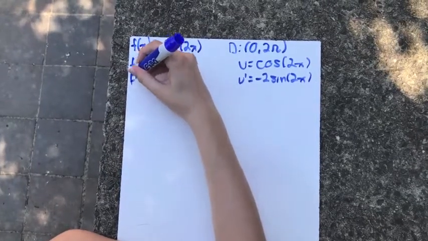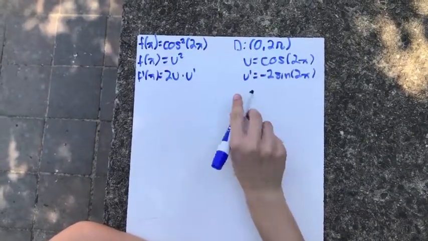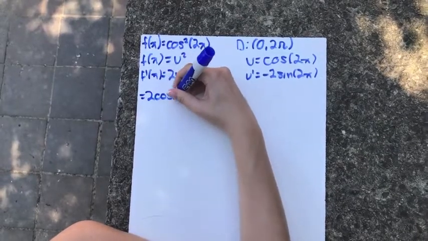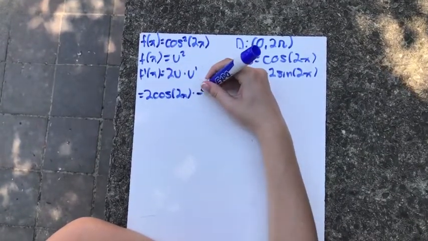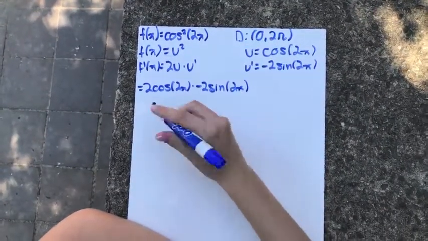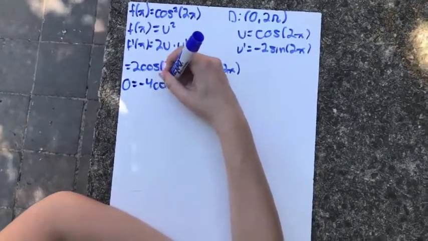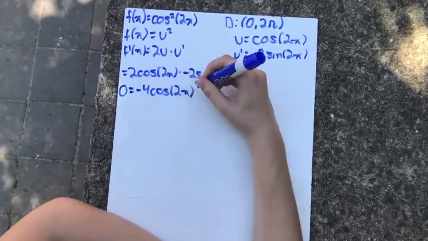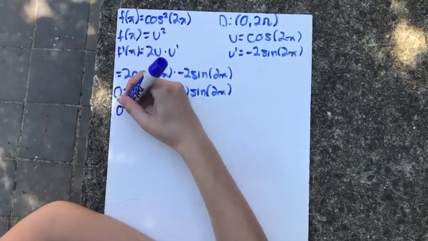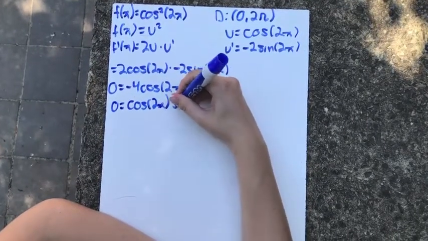Then we're going to find the derivative of our original function. So it's going to be f prime of x equals 2u times u prime. Plug in for u and u prime, and that's going to be 2 cosine of 2x times negative 2 sine of 2x. Simplify, and we'll set it equal to 0 to find our critical numbers. So that's going to be 0 equals negative 4 cosine of 2x sine of 2x. Divide by negative 4, so 0 equals cosine of 2x sine of 2x.